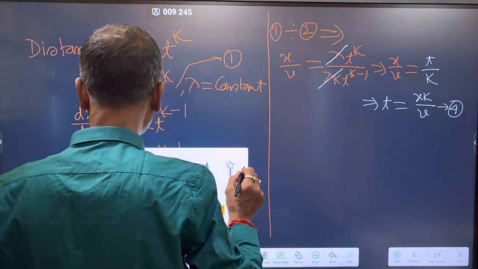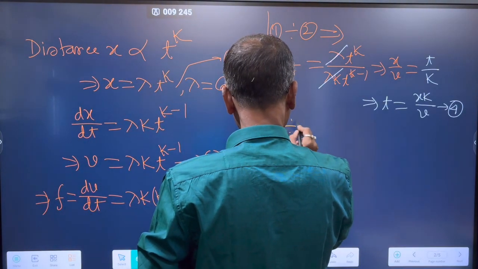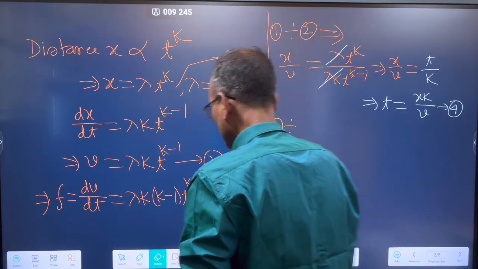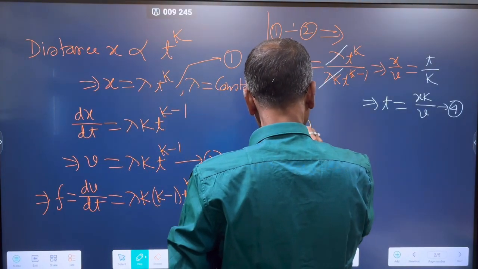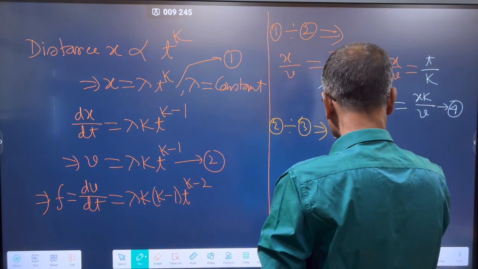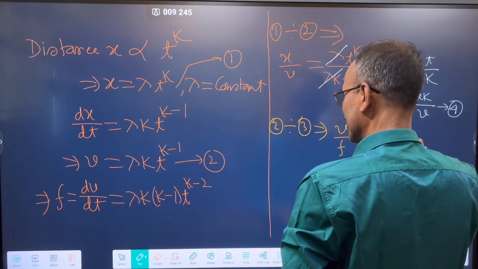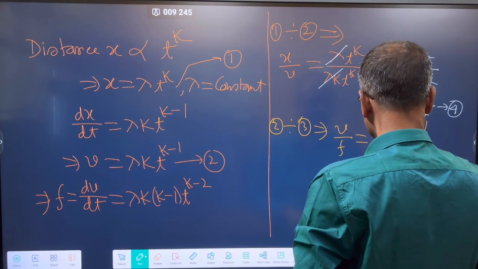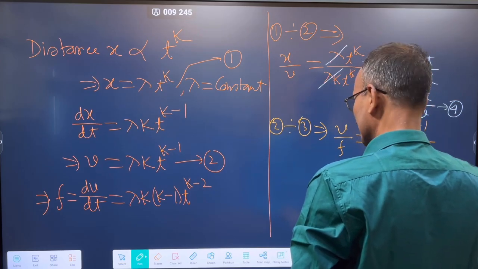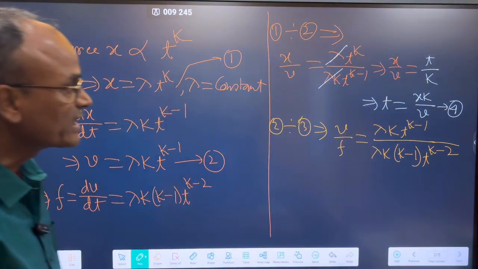Now divide 2 by 3. If you divide 2 by 3, you will get v by f equals lambda k t to the power k minus 1 divided by lambda k into k minus 1 t to the power k minus 2.